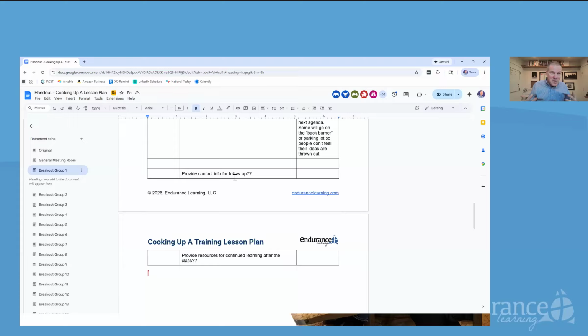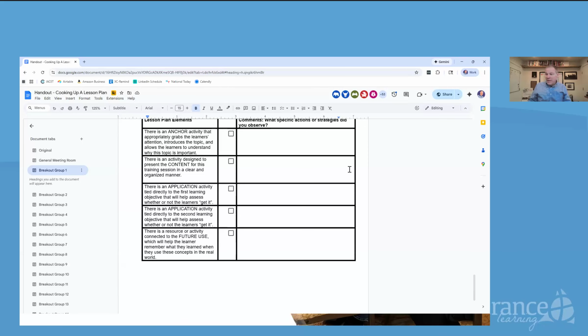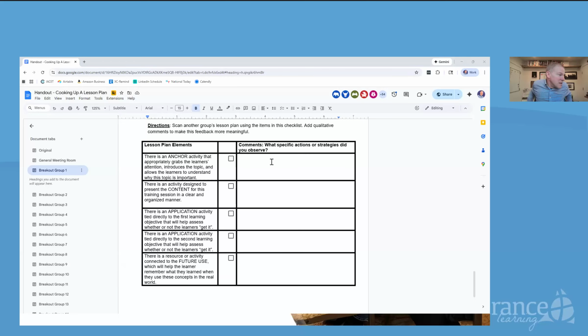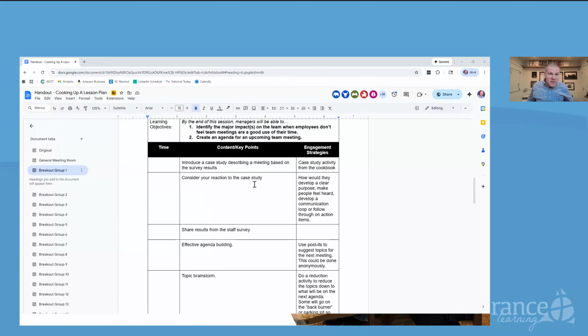And again, it's tough to put something together in 20 minutes, but that seems pretty complete. I would love to hear, and you can put it in the chat, or you can, again, take yourself off of mute in order to share. Let's take a look at the first thing. There's an anchor activity that appropriately grabs the learner's attention. So maybe just in chat, give me a yes or no. Do you feel like this lesson plan has an anchor activity that grabs the learner's attention? I would love to see your thoughts here.